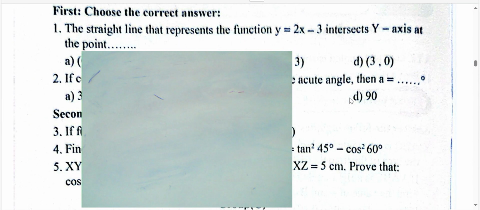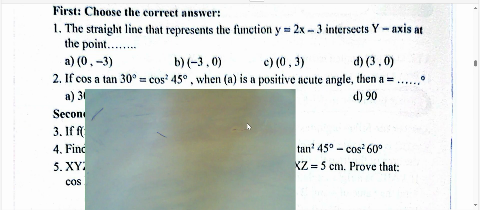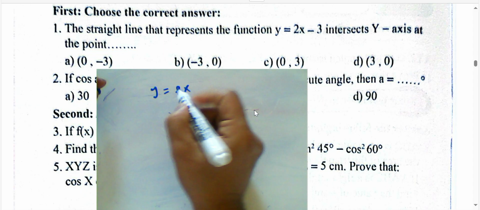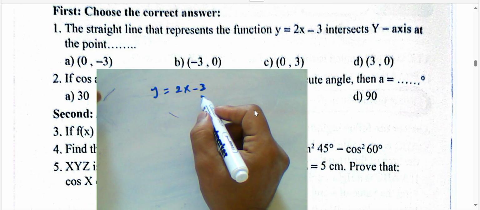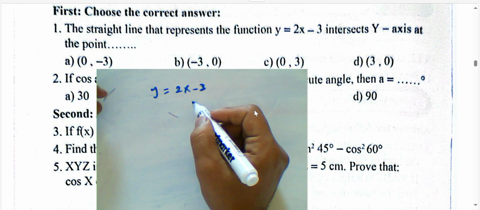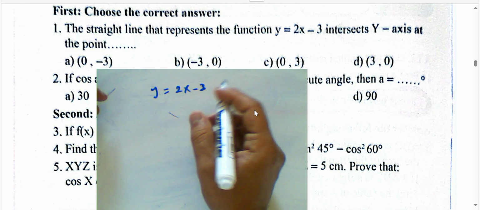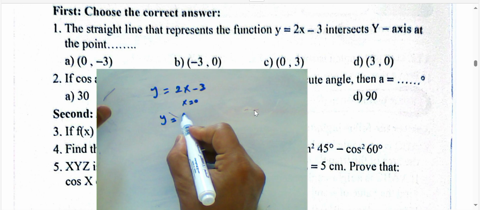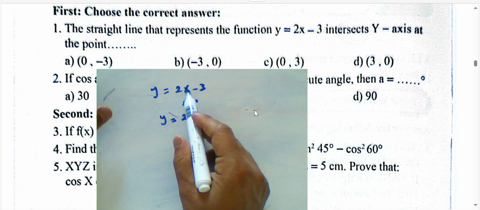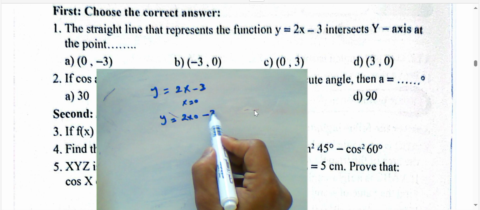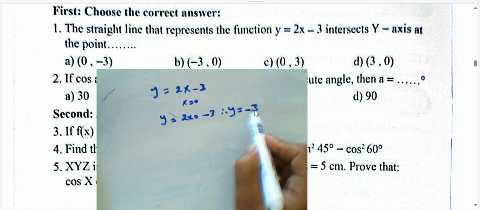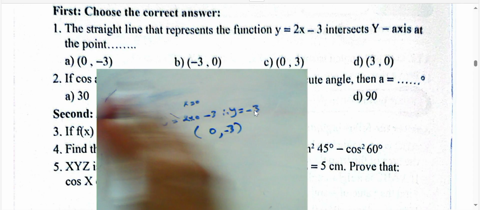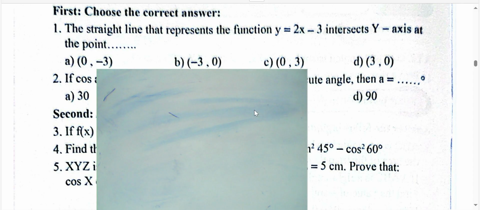Group letter B. First, choose the correct answer. The straight line represents the function y equal 2x minus 3 intersect the y-axis at the point what? Intersected y-axis means x equals 0. So you can write 0 times 2 minus 3, then the value of y equals negative 3. The point is 0 and negative 3 because the straight line intersects the y-axis.